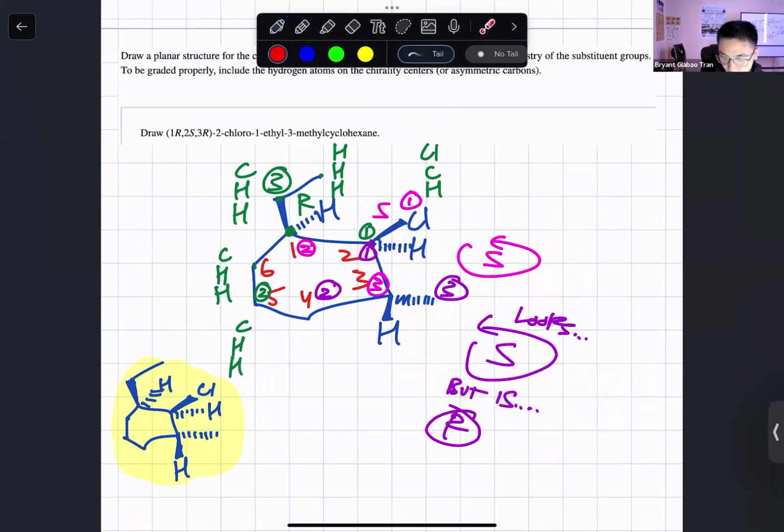And then the way that I put the groups in, that's the way that the wedge and dash is going to be, but it could be different how you number it and where you put the groups. But make sure it gives you R and S, based on the nomenclature.